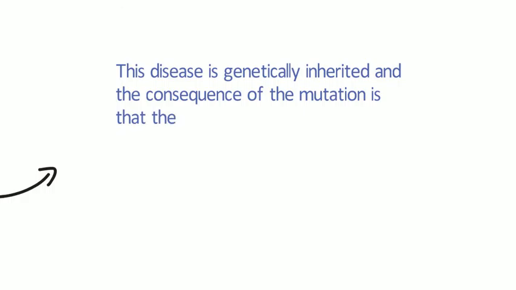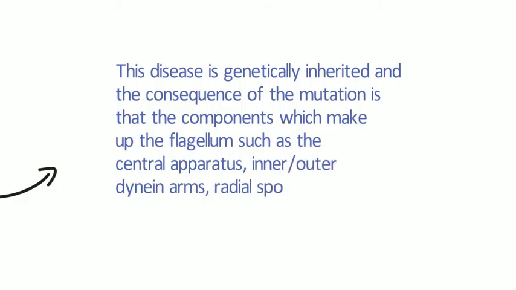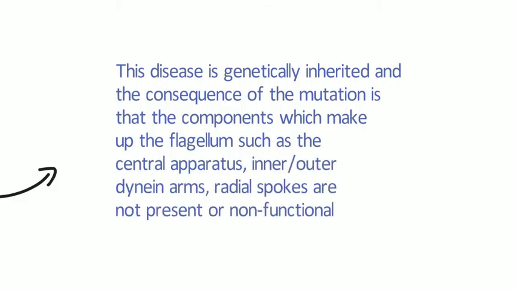Asthenozoospermia is the term used to describe reduced sperm motility. It can be caused by primary ciliary dyskinesia, which is where there are structural abnormalities in the sperm flagellum. This disease is genetically inherited, and the consequence of the mutation is that the components which make up the flagellum, such as the central apparatus, inner and outer dynein arms, and radial spokes, are non-present or non-functional. This means that the entire axoneme structure is also non-functional and so lacks the ability to move.